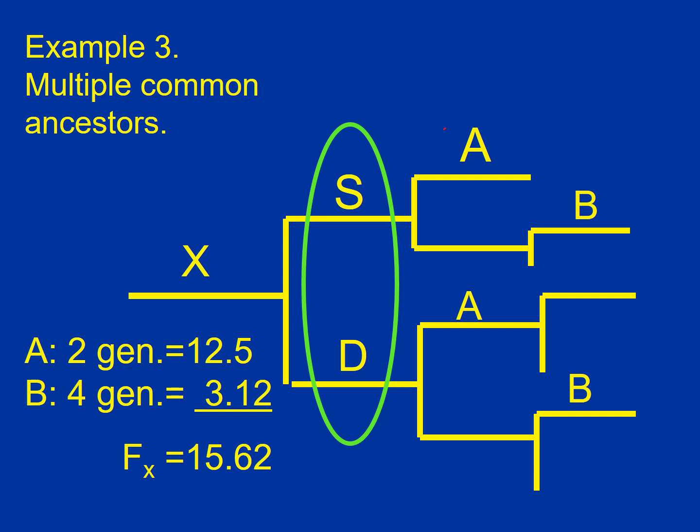So first due to A, back for 1 generation on top, 1 on the bottom, total of 2. Look at our chart, that'd be 12.5%. Amount of inbreeding due to B is going to be quite a bit less. So we've got 2 generations on top, 2 on the bottom, total of 4. Look on the chart, 3.12. So we've got an individual here that's inbred by 15.62%, and that would be considered pretty high inbreeding.